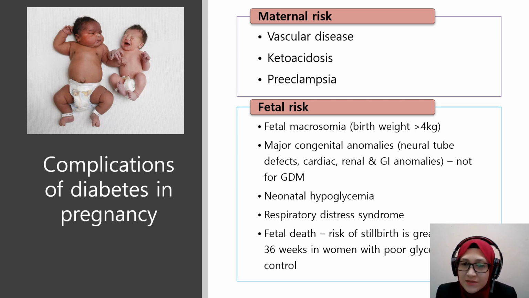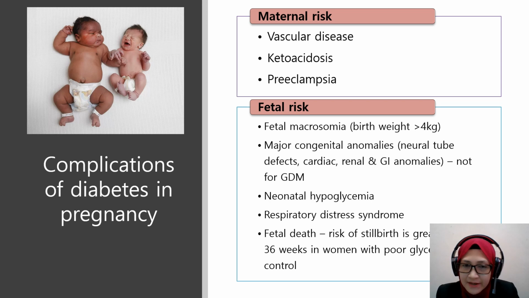The second one is major congenital anomalies, but for this one, evidence shows it's more likely to be caused by pre-gestational diabetes, in which the mother already has diabetes before pregnancy, and then when she got pregnant, she might have that risk of having babies with major congenital anomalies. But the evidence is quite weak for gestational diabetes patients.